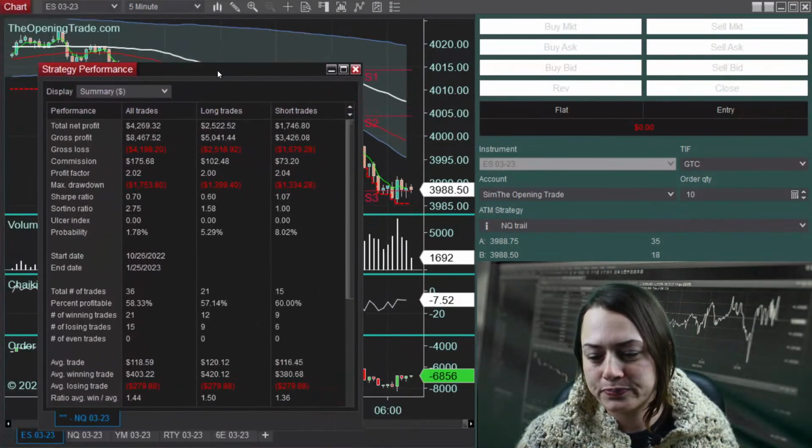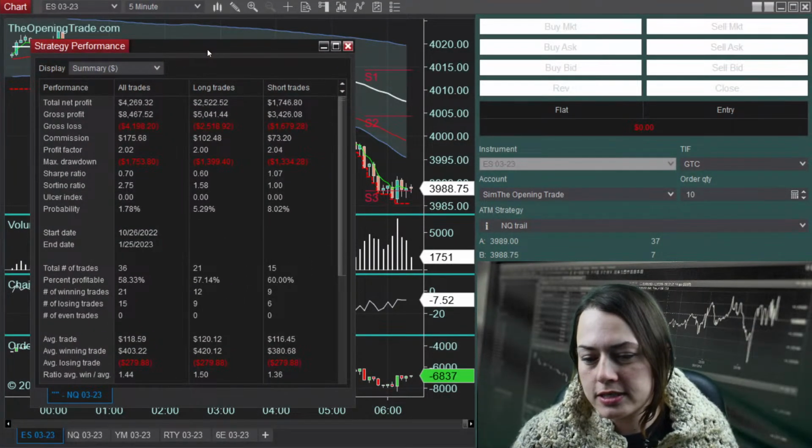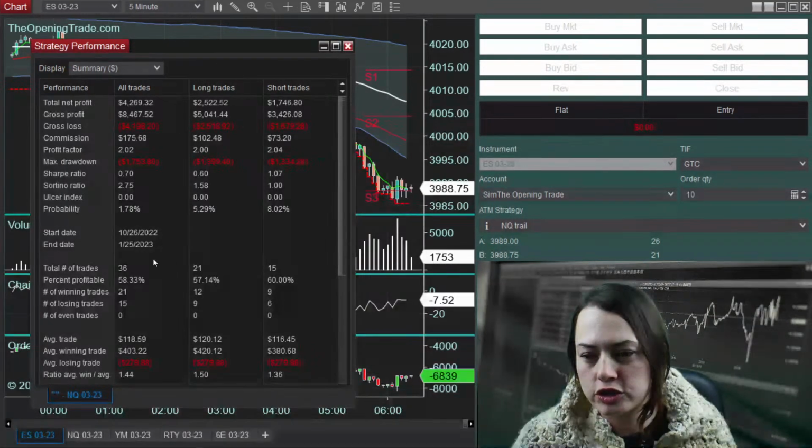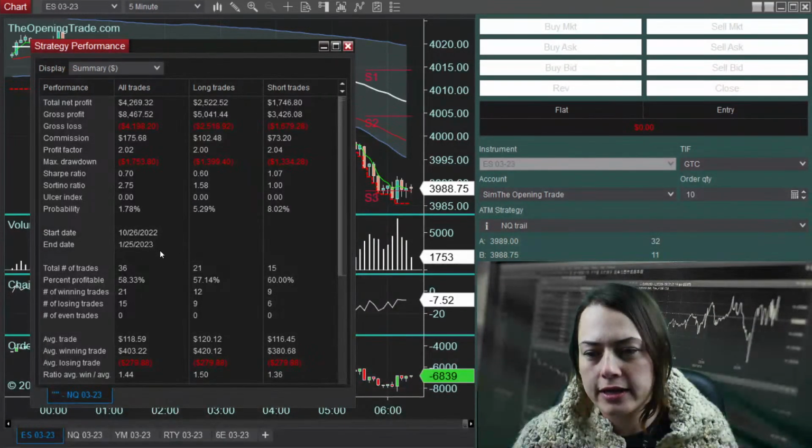Alright, here we go. So this is the NASDAQ futures start end date, max drawdown, gross loss.